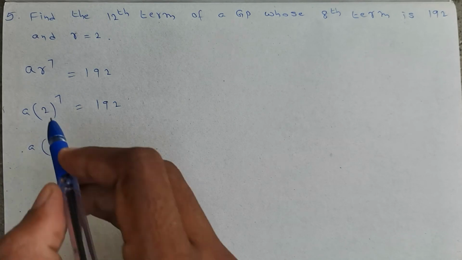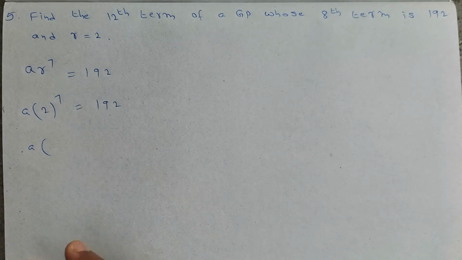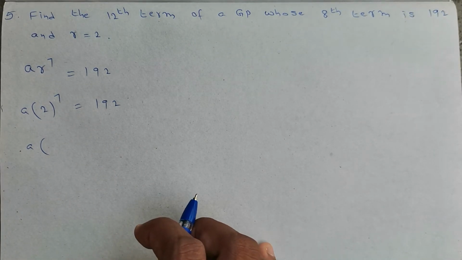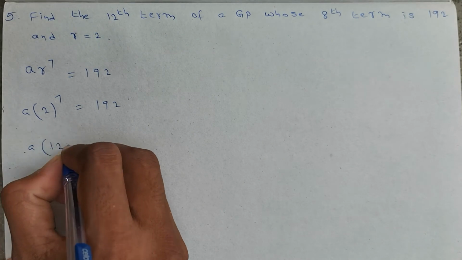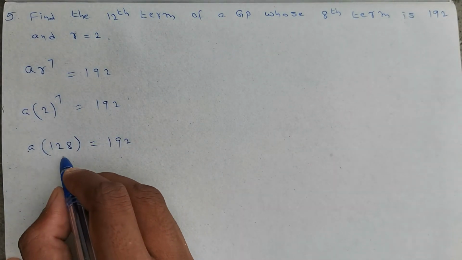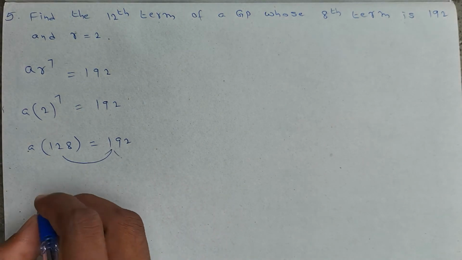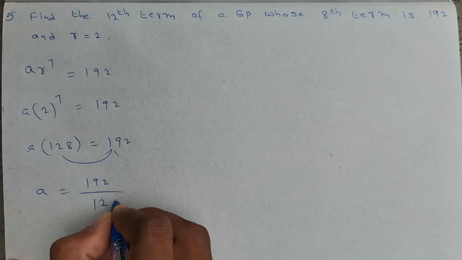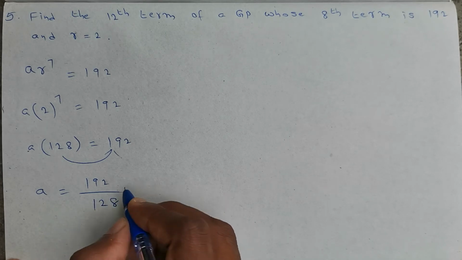So A into 2 power 7. 2 into 2 into 2 into 2, 7 times. So 2 power 7 is 128, which is equal to 192. Now this 128 I will take to the right side. So we will get A is equal to 192 divided by 128.